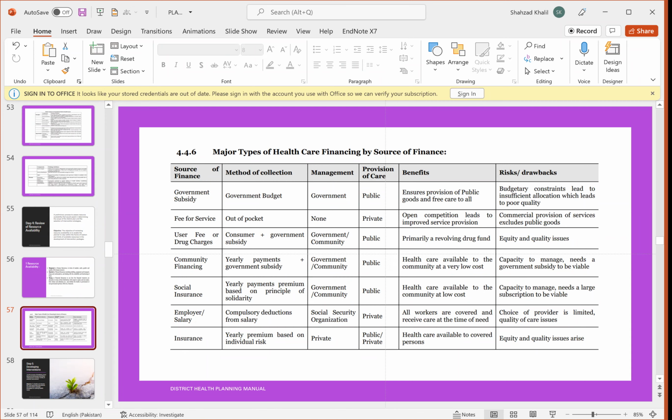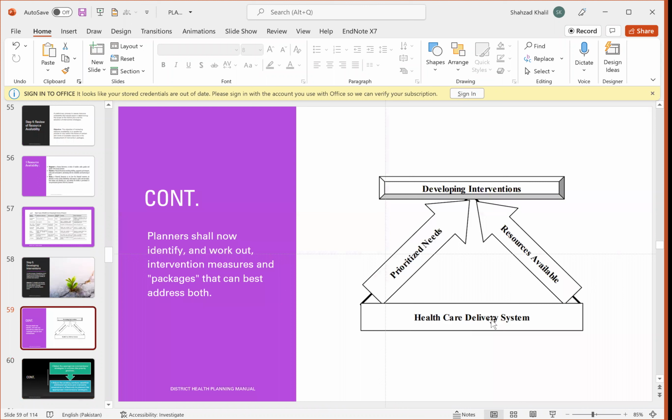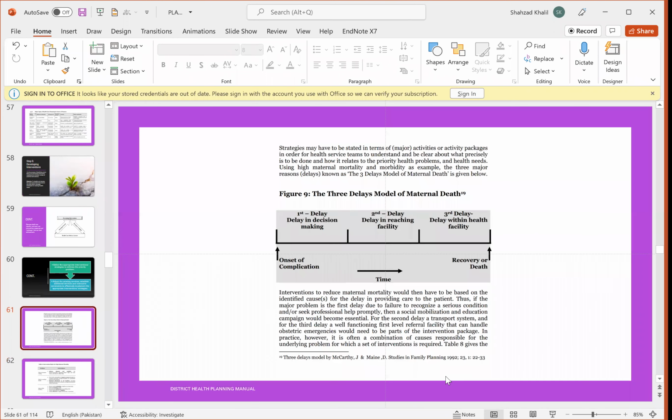risks and drawbacks. Developing intervention. It is a process of identifying, shortlisting and developing interventions from among a variety of potential interventions, and its objective is to identify and develop the most appropriate interventions. You can see in the healthcare delivery system, there are the prioritized needs, then the resource availability, and this leads to developing the interventions. Select the appropriate intervention strategy to address the priority problem, adjust the existing services, establish additional services, and overcome constraints to effectively implement the appropriate interventions and strategies.